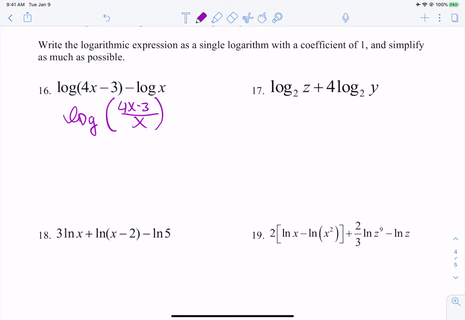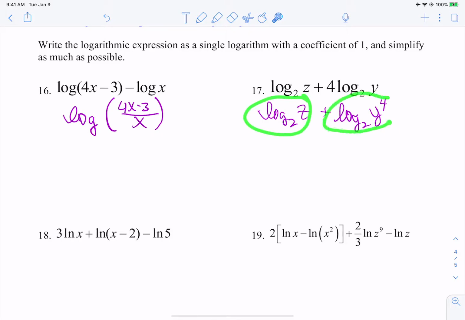Let's take a look at 17. Please note that this 4 has to be the first thing we change. This 4 has to come in and become a power before we can try to bring anything together. So this is going to be the log base 2 of z plus the log base 2 of y to the 4th. Once we have coefficients of 1, like you don't see a coefficient there, now it's time to bring them together.